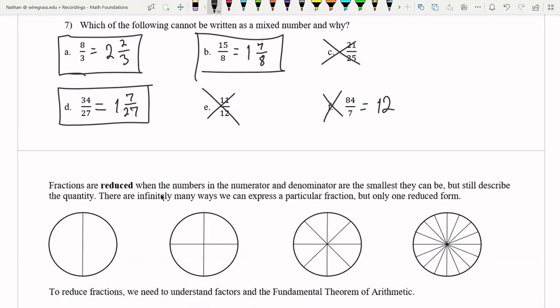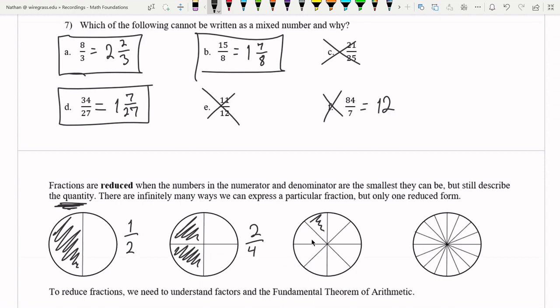Fractions are reduced when the numbers in the numerator and denominator are the smallest they can be, but still describe the same quantity. There are infinitely many ways we can describe a fraction. I've just shown you a few, but as you can see here, if I wanted to show the fraction 1/2, I can draw a circle and shade in a half. However, that's the exact same thing as just cutting this thing into a half again and shading in two sides. So this is 1/2, and this here is 2/4.